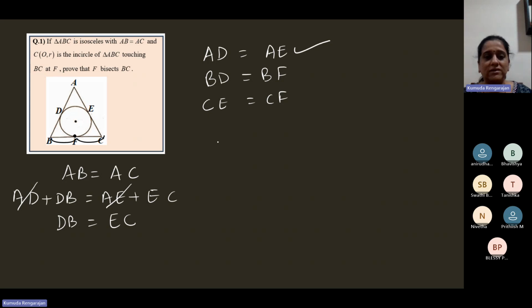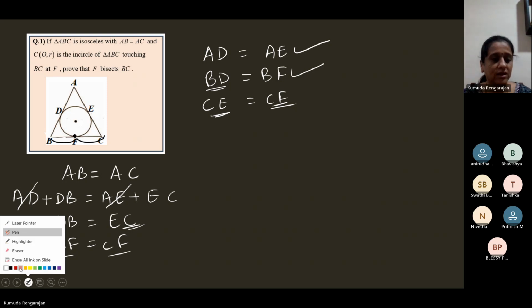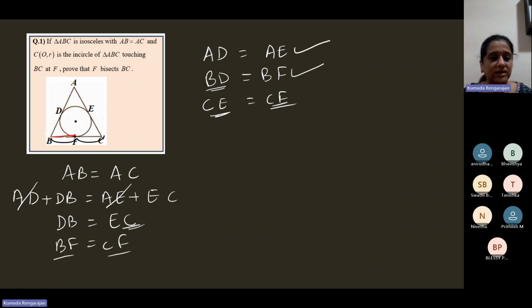But DB is equal to BF. So let me write BF is equal to EC. EC is nothing but CF. So now what's the result? BF is equal to CF. See here, BF is equal to CF. That means F bisects BC.